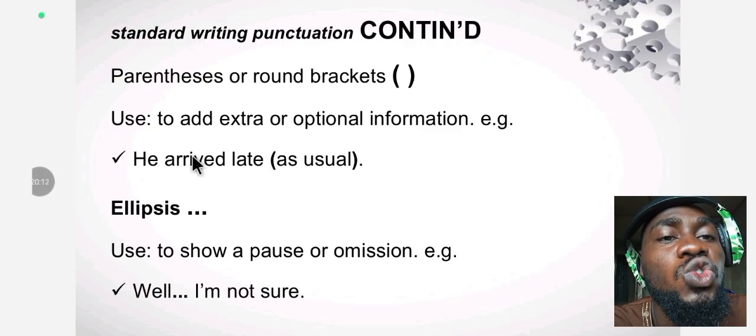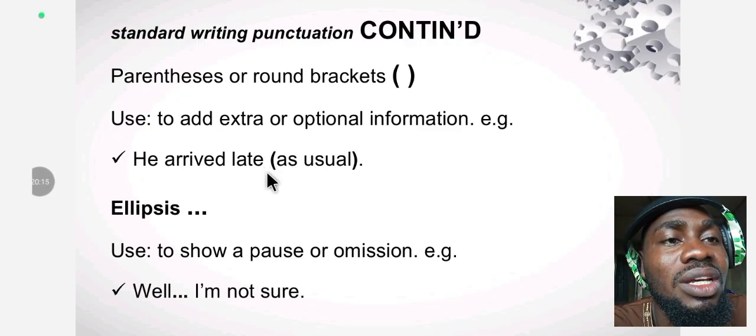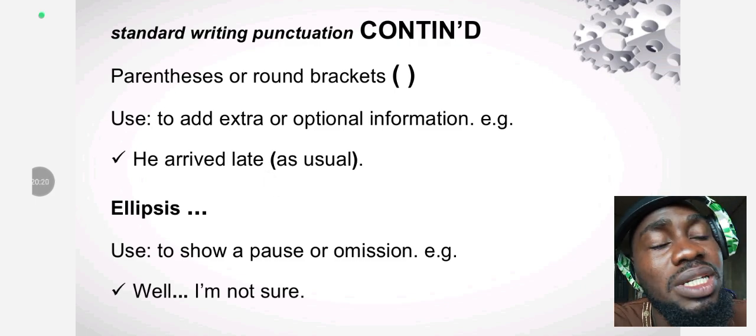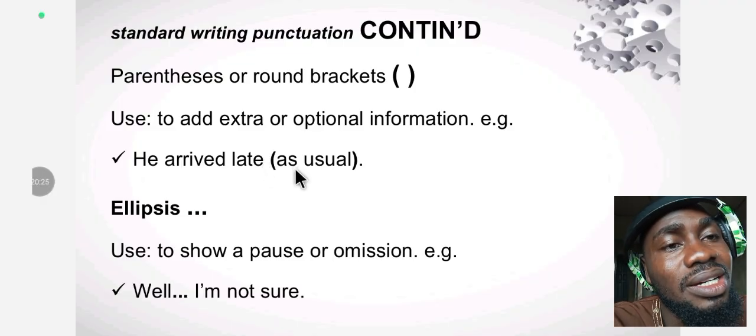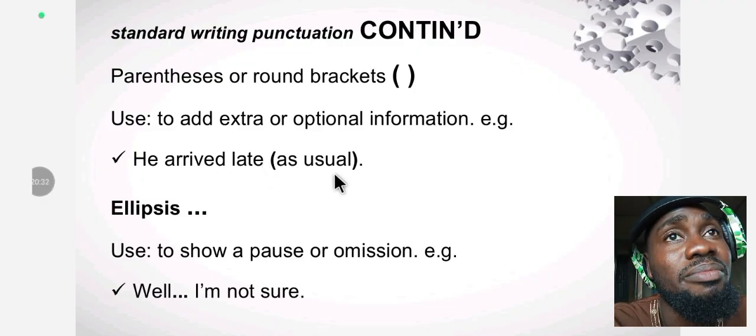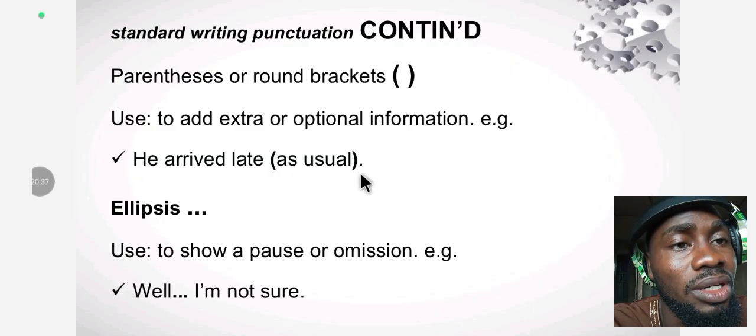It's also used to add extra information. It's also used for clarity. When you put something in brackets, it makes it clear. It separates it and makes it clear. That's why numbers are placed in brackets during writing, for clarity, to avoid confusion.